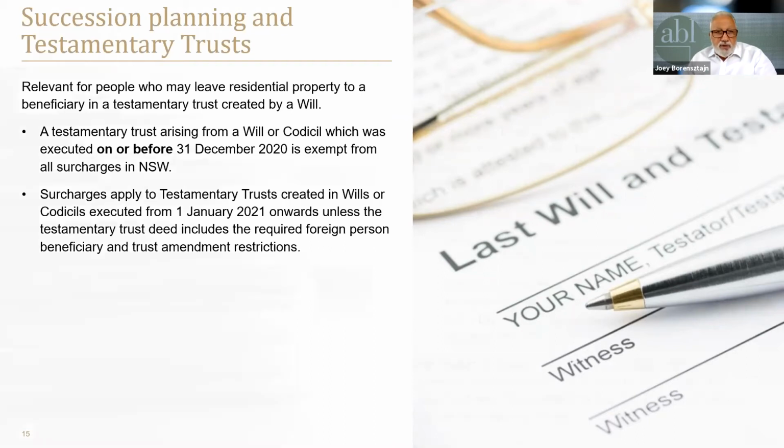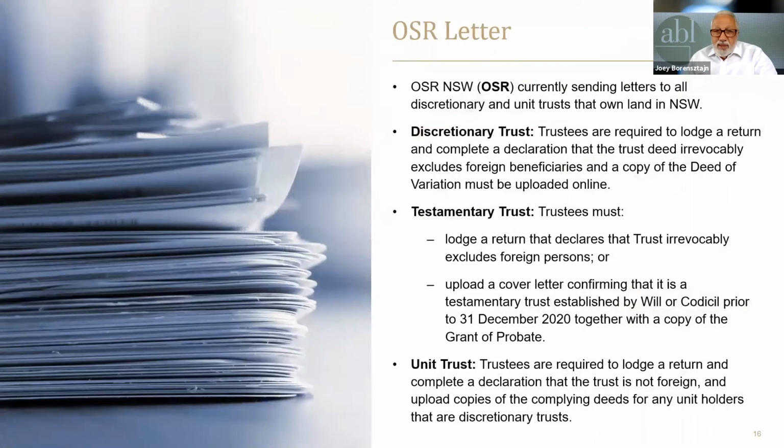So what's the Office of State Revenue doing? They're currently sending letters to all discretionary trusts and unit trusts that own land in Australia. Whether they actually capture all of them, I'm not sure if they have all the relevant information, but we've seen hundreds of these letters. In the case of a discretionary trust, they are asking you to lodge a return and complete a declaration that the trust deed excludes foreign persons, and they don't trust you. They want you to provide a copy of that deed. It's got to be uploaded online, and they are checking them.